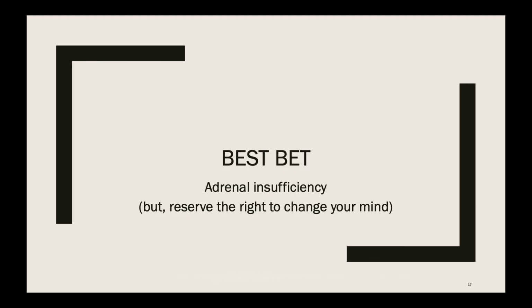So based on what we've read, it seems like the best bet for that differential diagnosis is adrenal insufficiency. However, the more you read about the conditions, you need to also read about the other diseases on the differential diagnosis list to rule them out, perhaps. And you should always remember to reserve the right to change your mind. This is not something that is easy to do. You get invested in a diagnosis and then you don't want to give it up. But the more you read, the more likely you are to change your mind if appropriate.